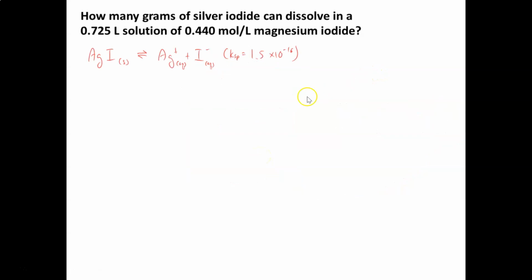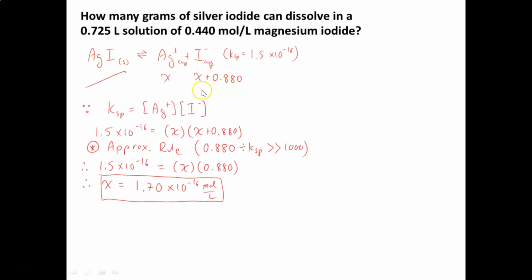So the first thing we'll do is to write out the expression or the equation showing how silver iodide will dissolve in water. It'll go from a solid to break up into silver ions and an iodine ion in a 1:1:1 ratio. From there, let X represent the amount of silver that's released. Now, because silver starts off with 0, we can just write down X.